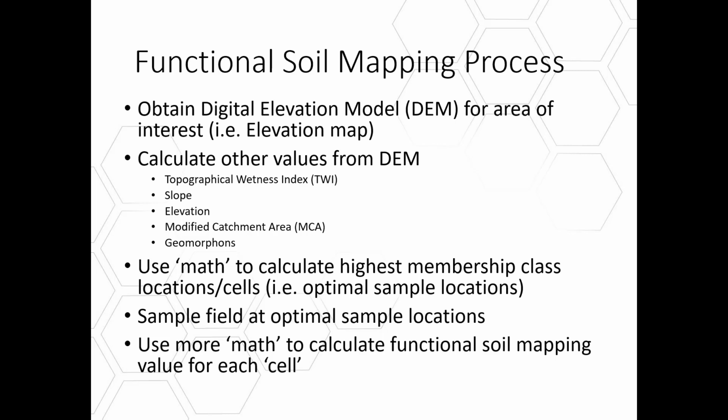To create these maps, we take the digital elevation model, i.e. elevation data for each field, and use the data to calculate other values from that data set. Examples here are topographic wetness index, slope, modified catchment area, and these things called geomorphons. From this dataset, we calculate the optimal sampling locations in the field, and finally, sample the field for soil attributes that have the greatest influence on crop productivity.